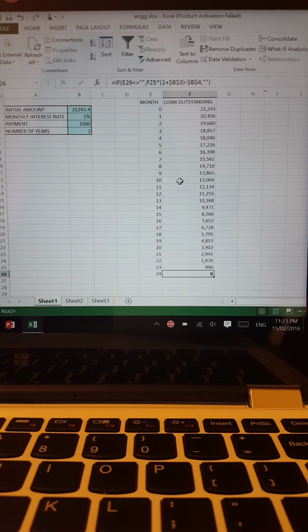And now the loan is fully repaid by the end of the second year, and we can spend $21,243 on the car.